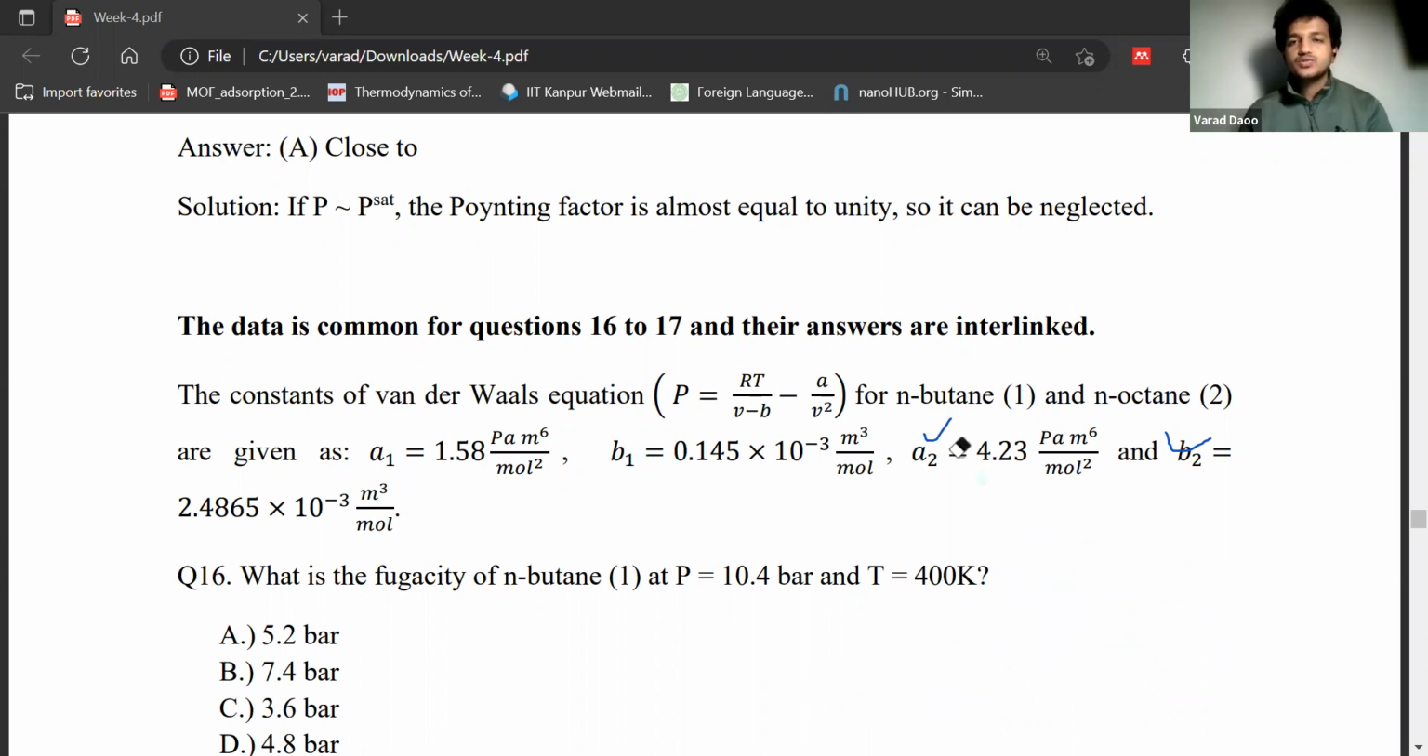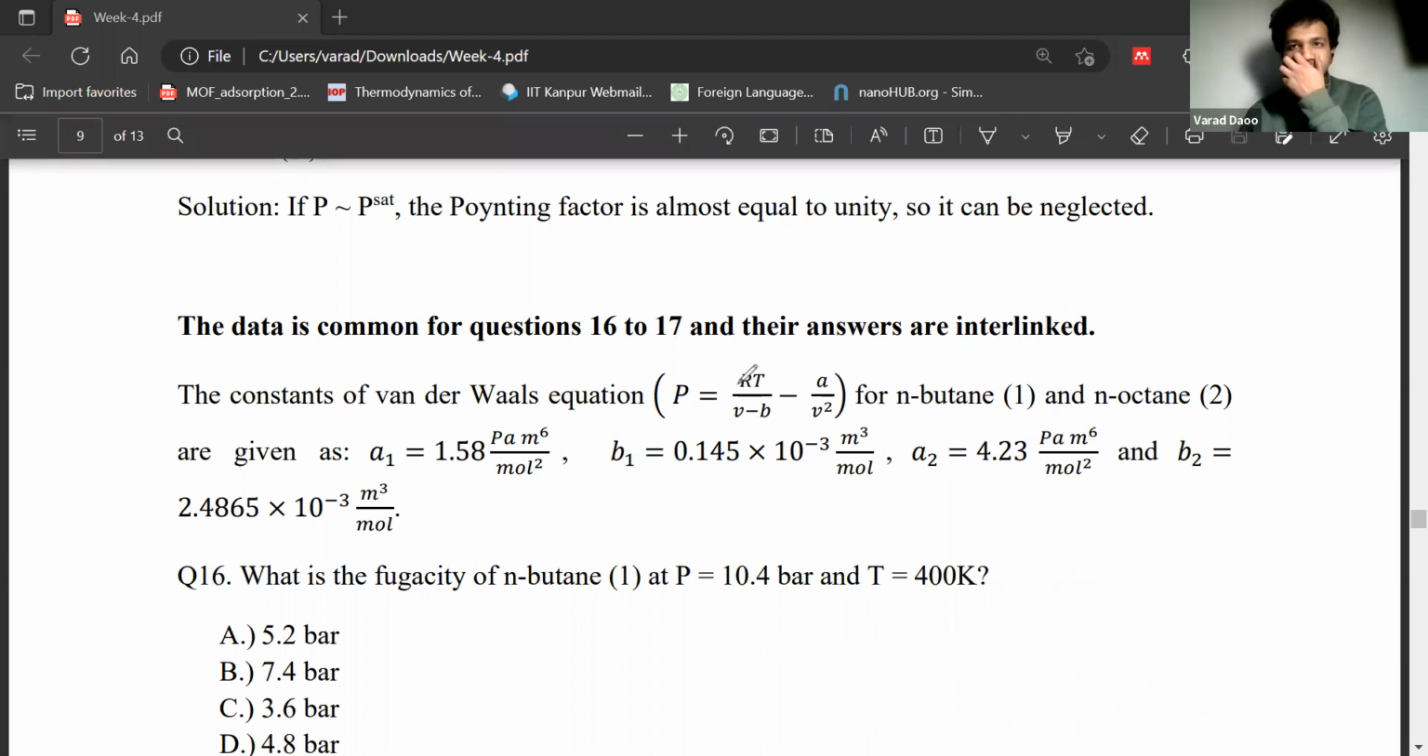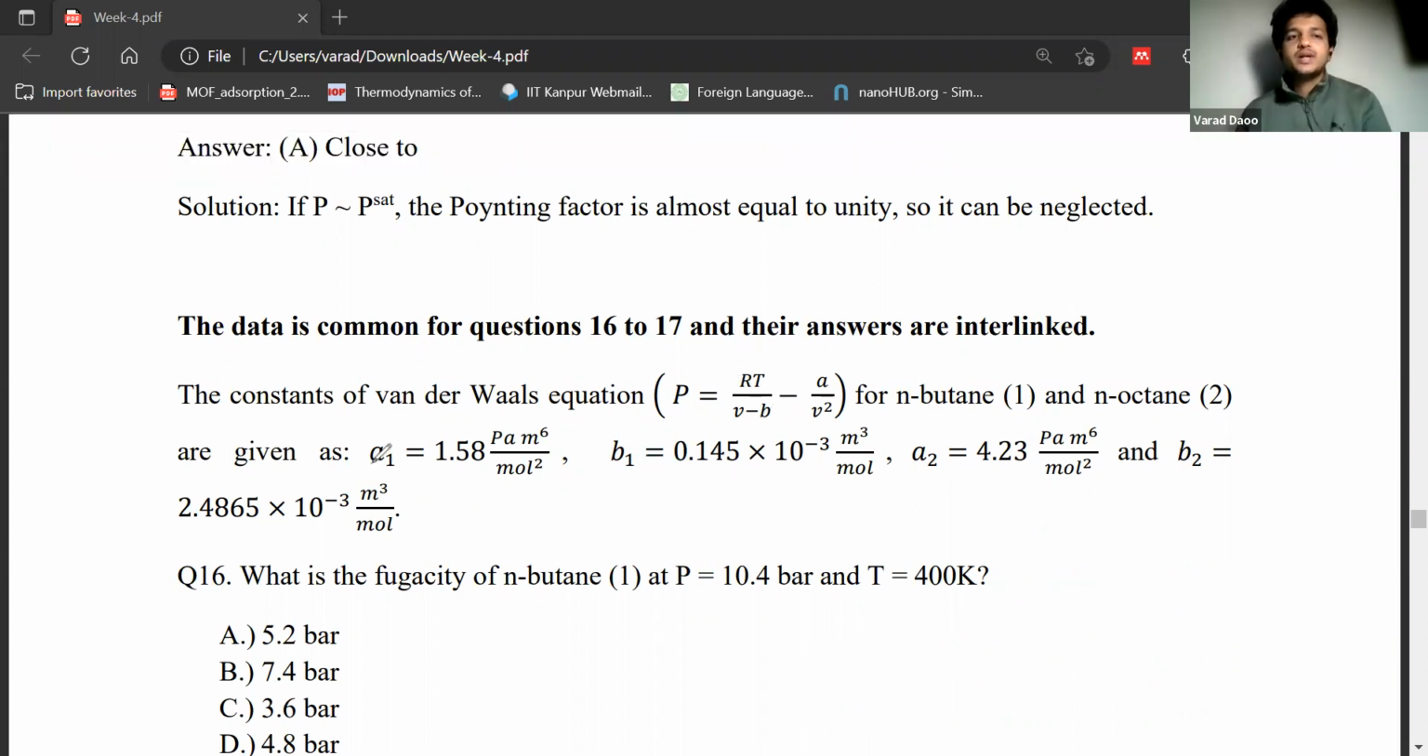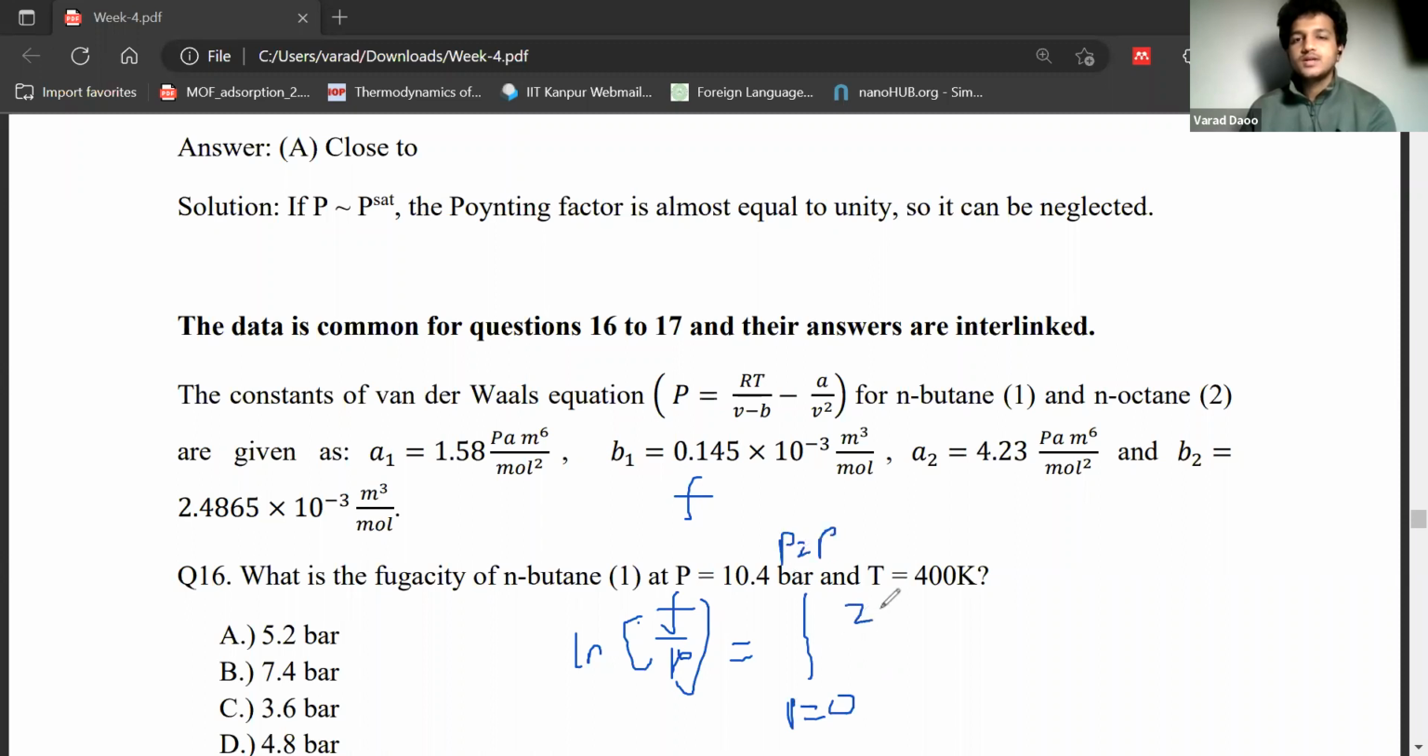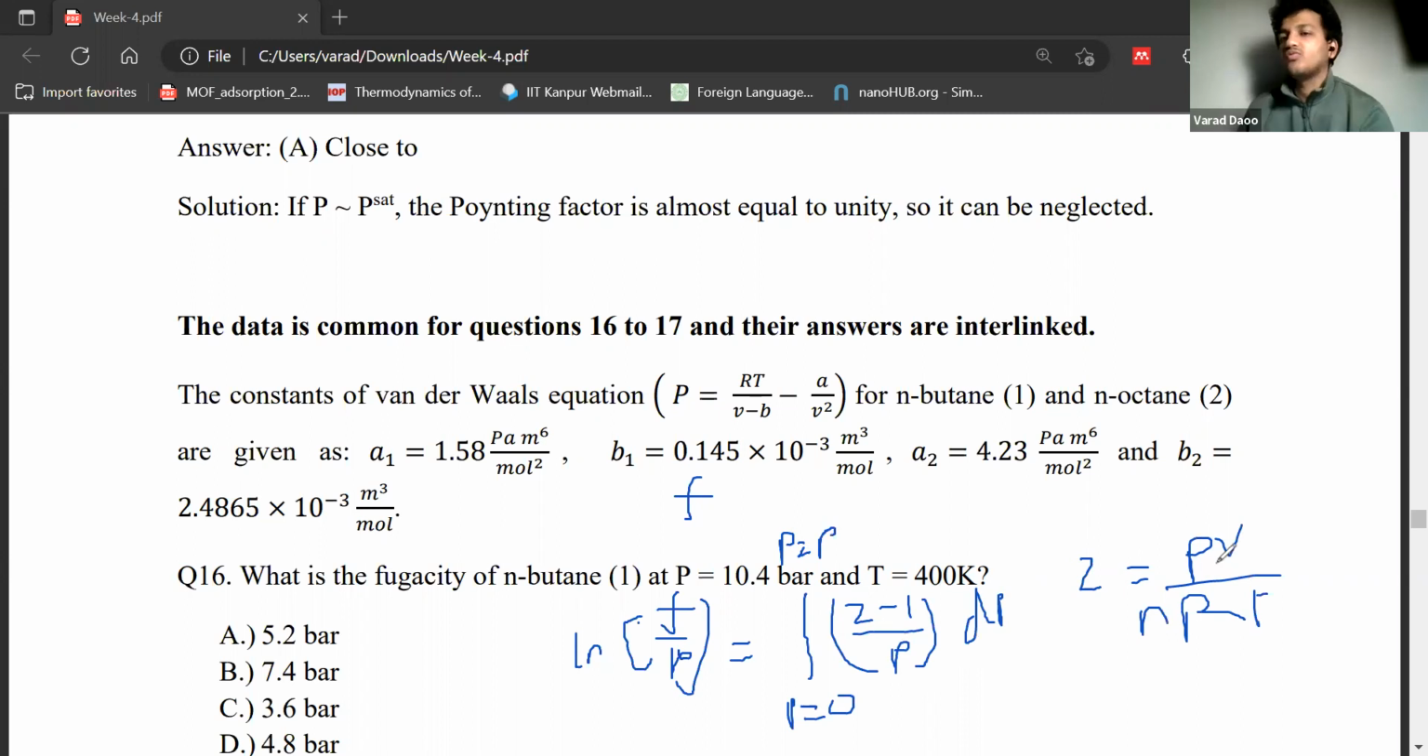Okay. So what we are asked to find is, we are given an equation of state. We are given the parameters of the equation of state. For the current case, the equation of state is van der Waals. The parameters are A1, B1, A2, B2. And we are asked to find the fugacity. So we know that this expression ln f by p, which is the central to finding fugacity, is nothing but the integral from p equal to 0 to p equal to p of (z minus 1) by p dp, right? Where z is nothing but pv by RT, or pv by nRT, depending on how you write v.